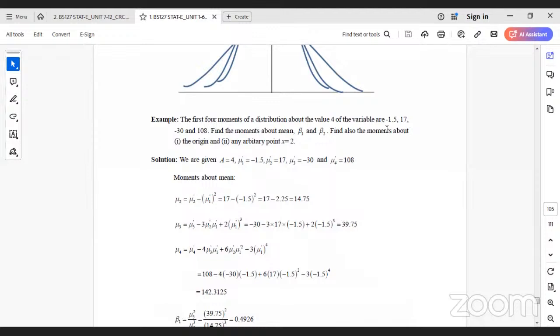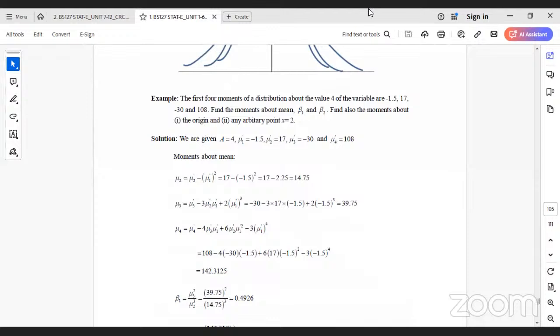Clear this problem? Yes, sir. See here, what is the value here? Respond. Then only we can teach. If anyone does not respond, are you listening or unmuted? What I told you. A equals 4, sir.